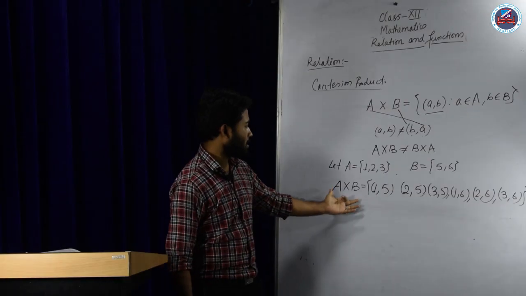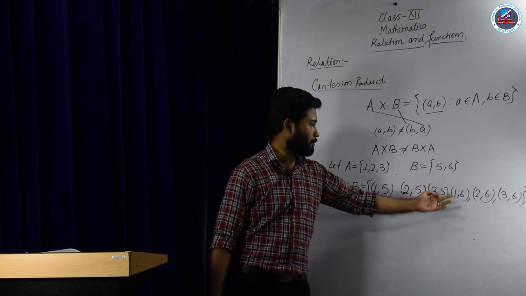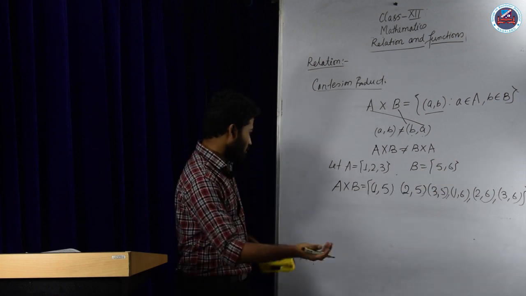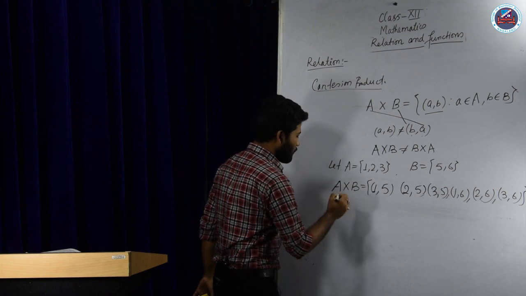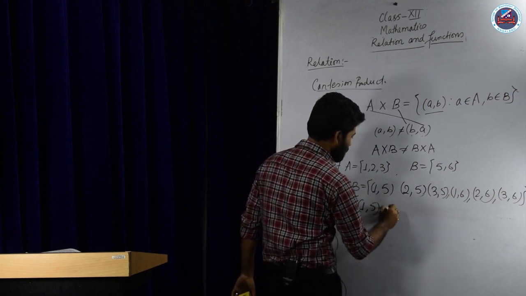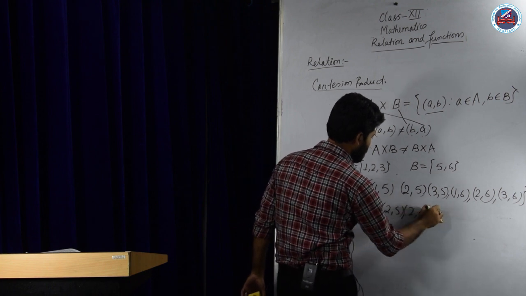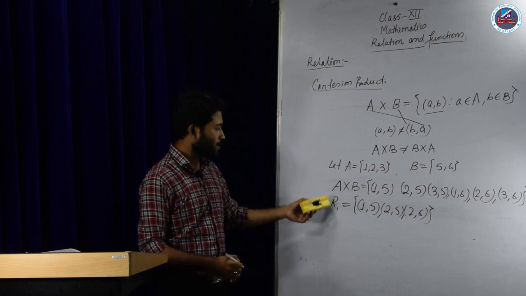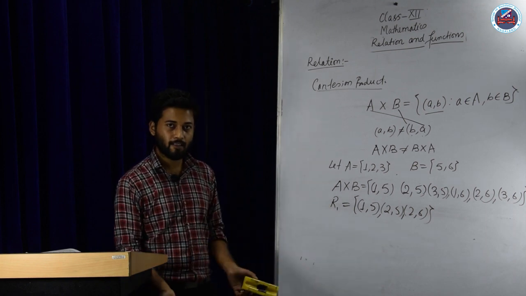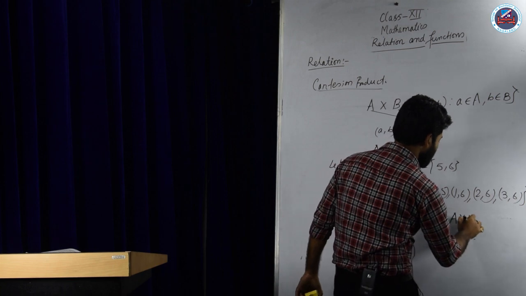Now let us take an example. Here we have the Cartesian product A cross B, that is (1, 5), (2, 5), (3, 5), (1, 6), (2, 6), (3, 6). So let me define a relation R1. Is it a relation on A and B? Yes. Why? Because it is clearly a subset of A cross B.